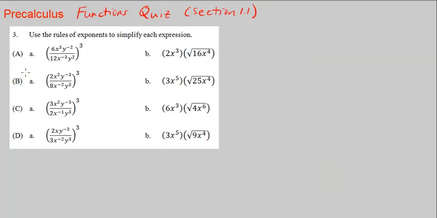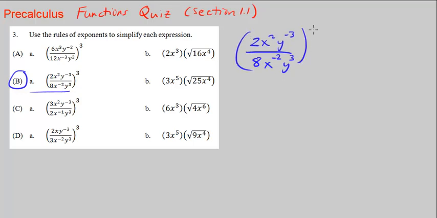So now let's look at version B of the quiz, 3, part A. Here we have 2x squared y to the negative 3 over 8x to the negative 2 y cubed, and we have all of that cubed. First I'm going to simplify 2 over 8. I know that's 1 over 4.